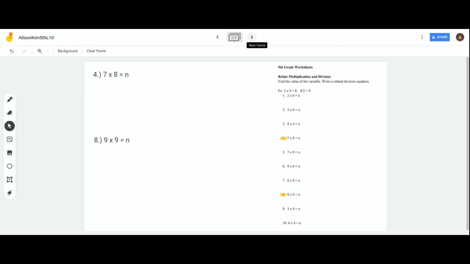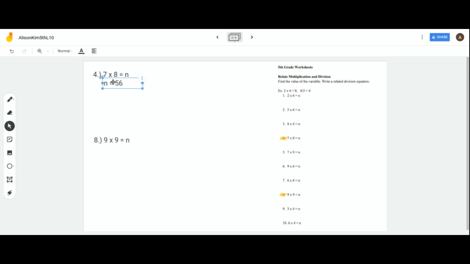When you look at the example, it gives us 2 times 4 equals 8, right? But when we do 8 divided by 2, we get 4, which is one of the factors. So that's what we're going to do for number 4. We know that 7 times 8 equals what? 56, right? So we're going to write n equals 56, because that's what we already know. Now we have to write this equation in terms of division.